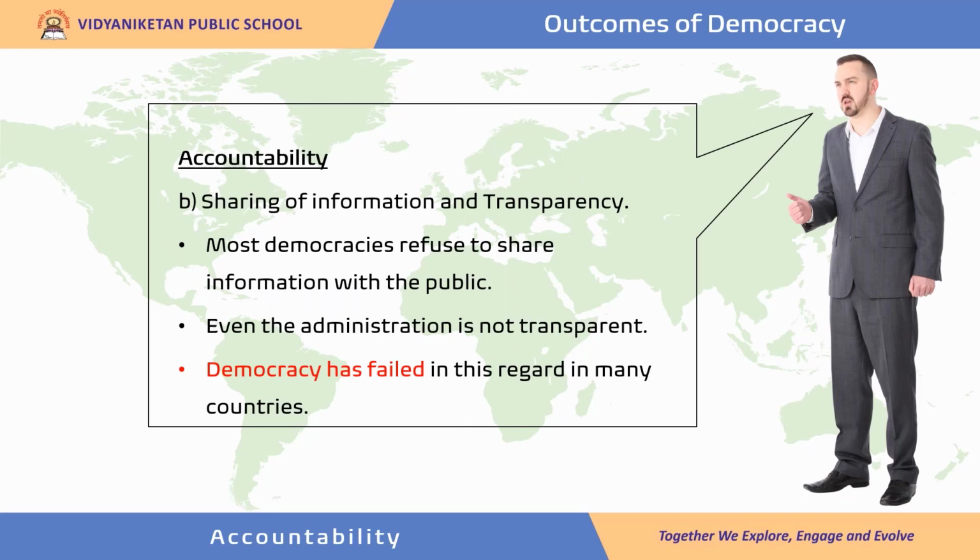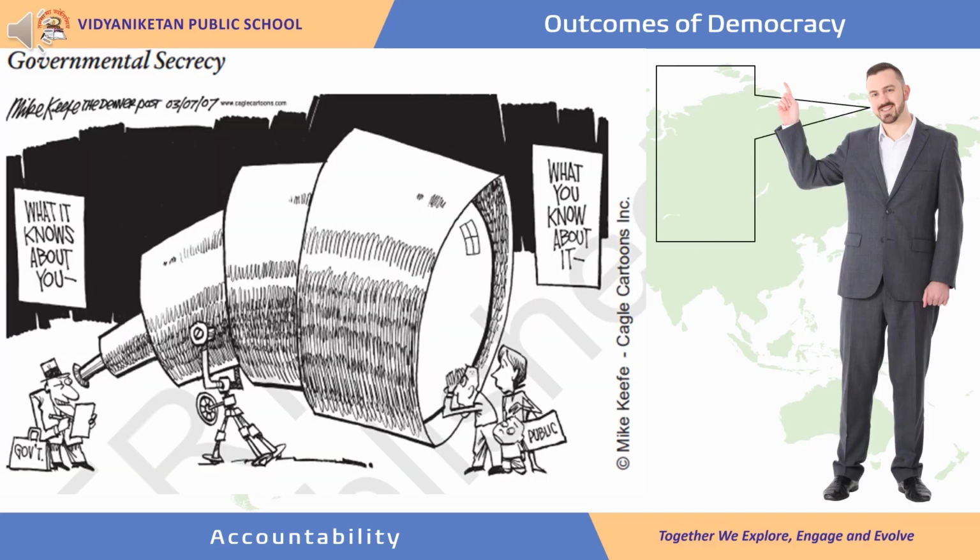Now, let's assess democracy's ability to produce such governments that share information with the public and provide transparency in administration. Most democracies refuse to share information with the public. Even the administration is not transparent. Democracy has failed in this regard in many countries. This cartoon tells us about the present scenario.